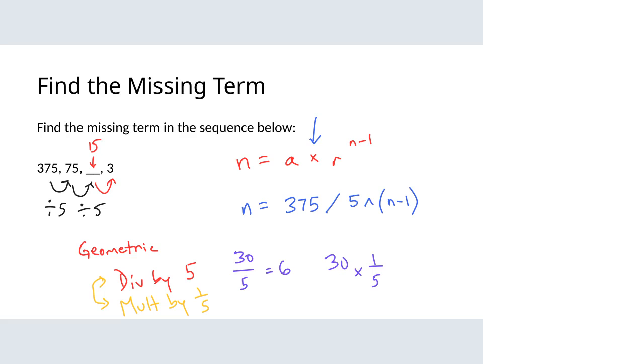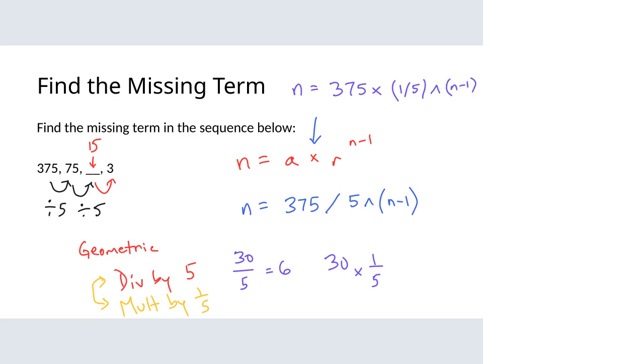So the way that I could write this formula using multiplication instead of division is I could say that the formula for the nth term here is a_n equals a times 1/5 raised to the n minus 1 power.